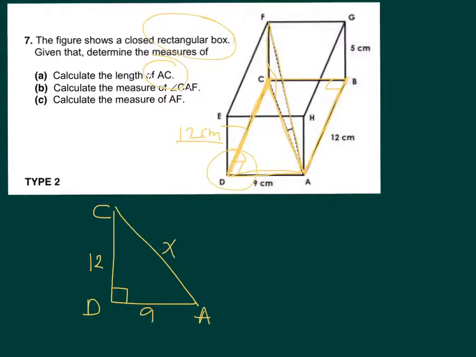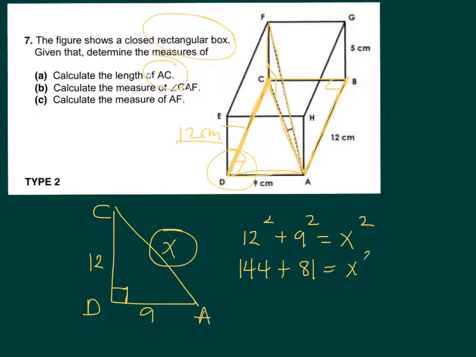So using the Pythagorean theorem, I have 12 squared plus 9 squared is equal to x squared. Always isolate the hypotenuse on the other side. So that is x squared. Just compute 12 squared. This is 144 plus 81 equals x squared. If you add 144 and 81, that will be equal to 225.